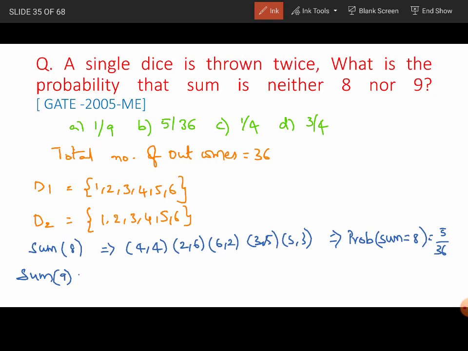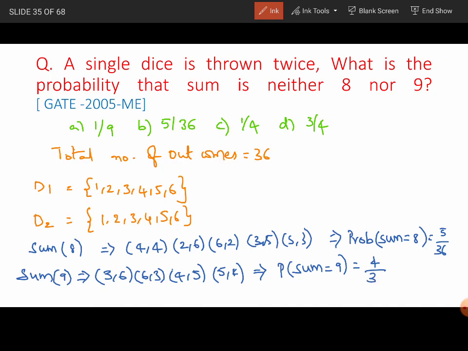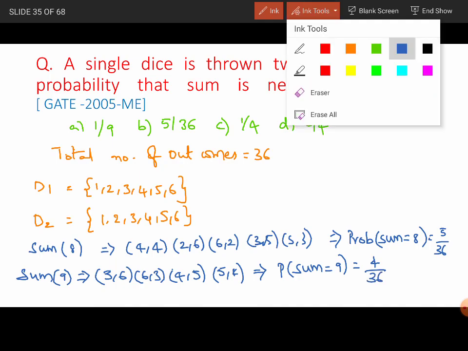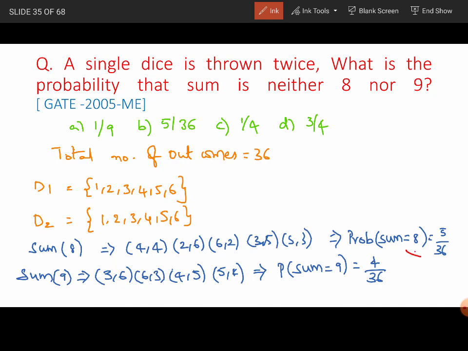And for the sum 9, the favorable outcomes are 3, 6, 6, 3, 4, 5, 5, 4. So the probability of the sum equal to 9 is 4 by 36. So consider this as event 1 and this as event 2. Event 1 and event 2.